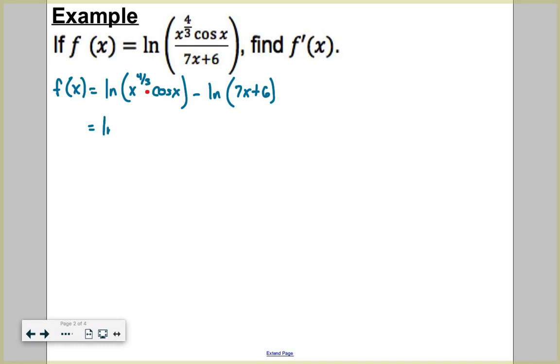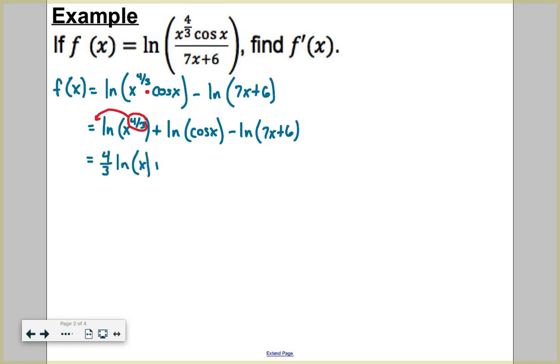So we can rewrite this as the natural log of x to the 4/3 power plus the natural log of cosine of x, and then minus the natural log of 7x plus 6. And then the last rule that we can take advantage of here is the fact that in our first term we have a 4/3 power. One of the amazing properties with logarithms is that we can now bring the power out to be our coefficient. So I can rewrite this as 4/3 times the natural log of x plus the natural log of cosine of x minus the natural log of 7x plus 6.